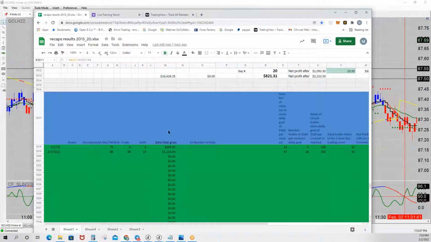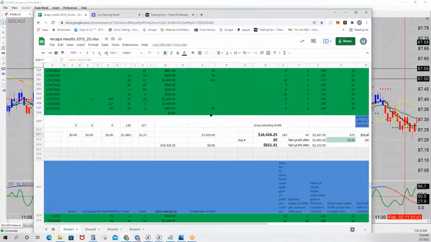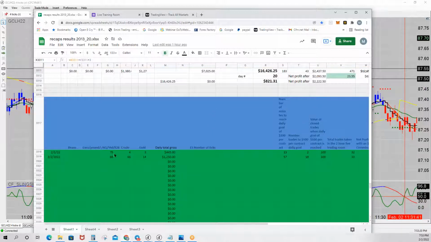But this is this month so far. We had some issues with the ES at the end of last month, you can see. So I stopped trading the ES and I started trading the YM right in here. So I've been doing okay with the YM. The YM's been actually kind of fun to trade. So you can see, like today, for instance, I made 86 ticks on the YM, 66 ticks in crude, and 14 ticks in gold. Came up to $1,230 in the morning session.